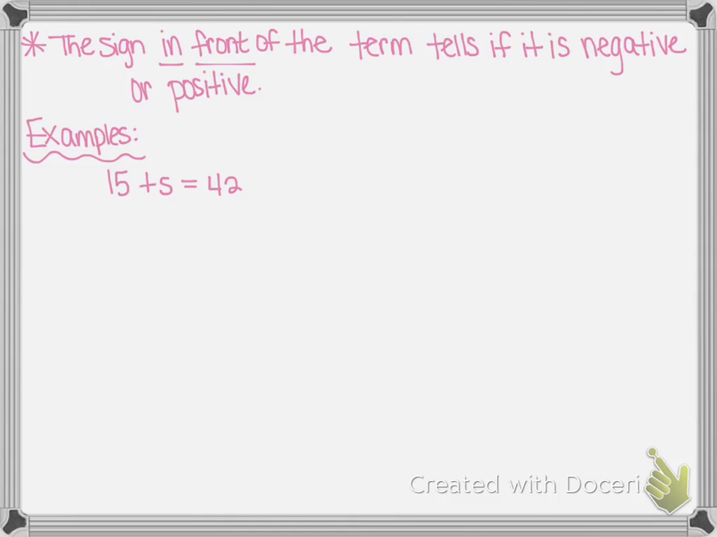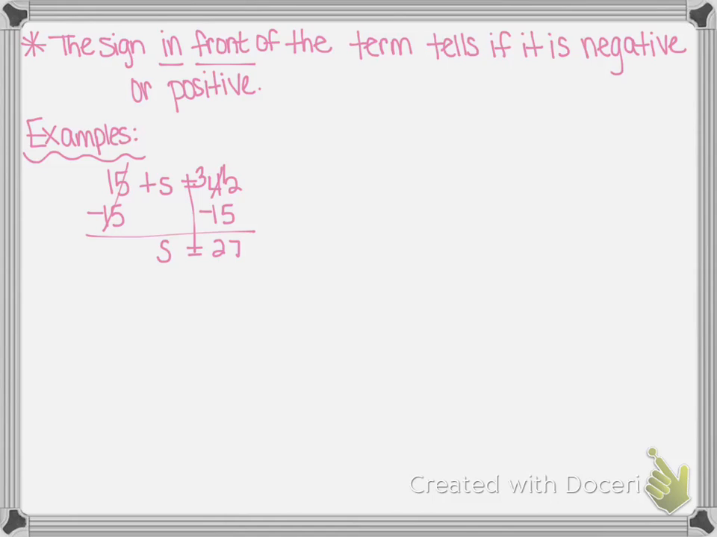Very basic one: 15 plus s equals 42. We want to solve for s. So the 15 in front of it, there is nothing. That means it's positive, so the opposite of a plus would be minus. So we need to subtract 15 from both sides. When we do so, our 15s cancel, and so we're left with s equals 42 minus 15, which is 27.